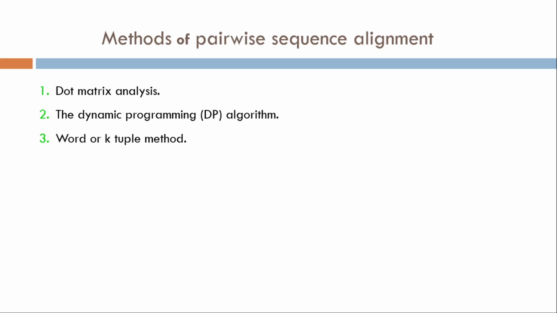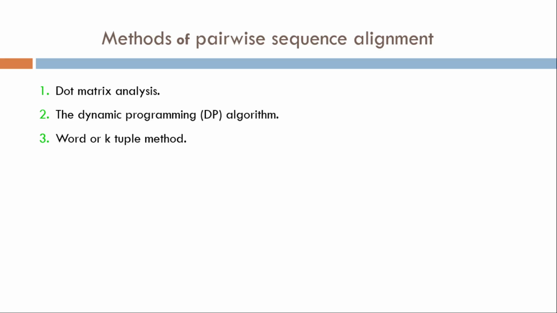In this particular lecture, I am going to discuss only pairwise sequence alignment. Regarding multiple sequence alignment and its algorithms, we'll see in later videos. There are three methods for pairwise sequence alignment. Number one is dot matrix analysis. Number two is the dynamic programming algorithm, and number three is the word or k-tuple method. It may seem that all of this is very new for you, so let's discuss one by one in great detail so that everything is clear to you.